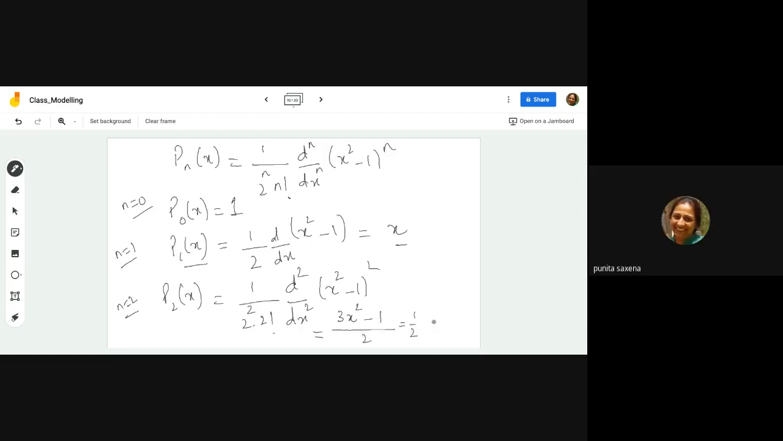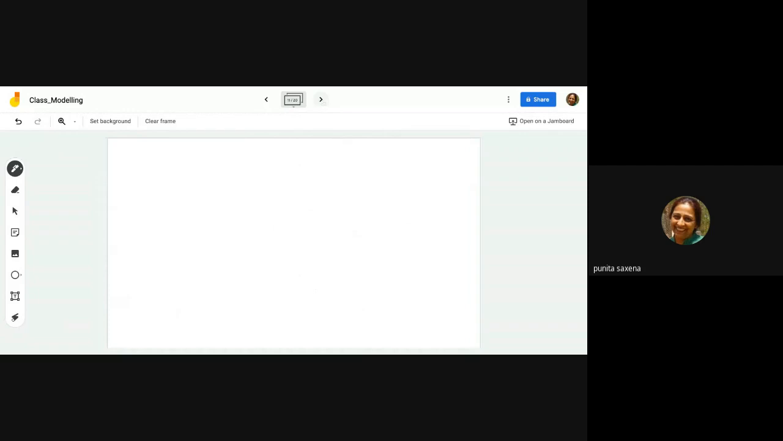So which is basically 1 by 2, 3x square minus 1. It's a second degree polynomial. Right? Similarly, P3. So I'm leaving it to you. Compute P3, which will be nothing but 1 upon 2 cube 3 factorial into the third derivative of x square minus 1 cube. Right? Similarly, I'm leaving it to you.